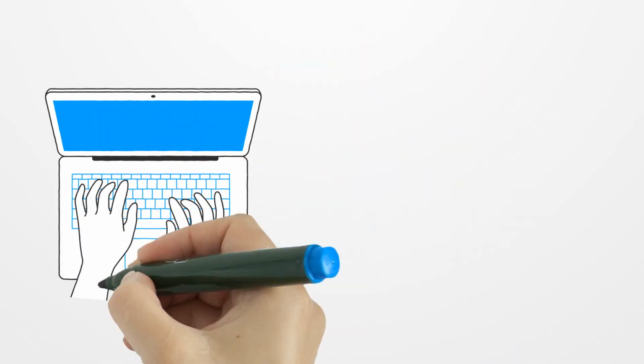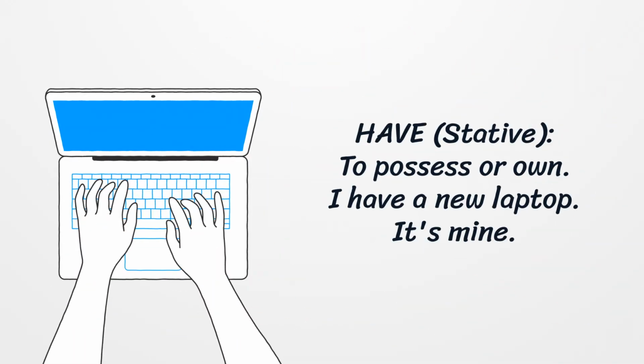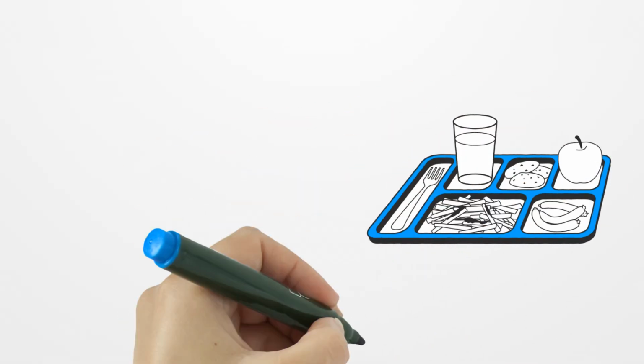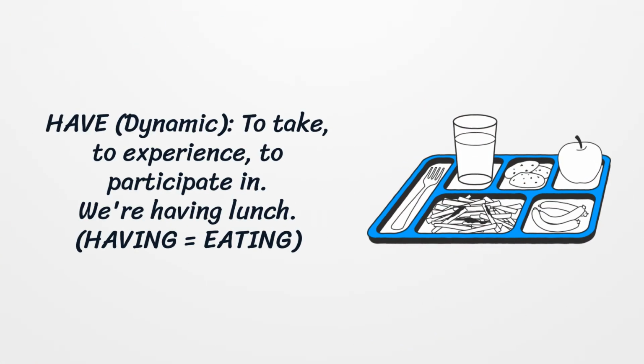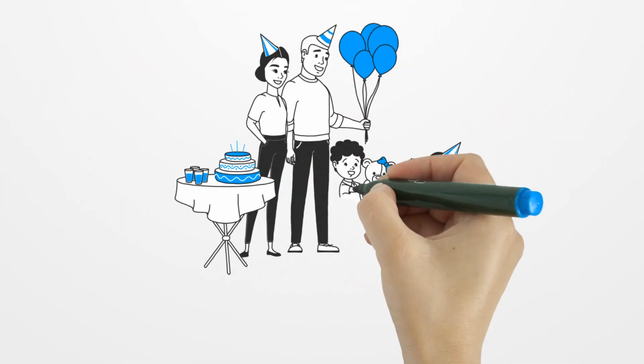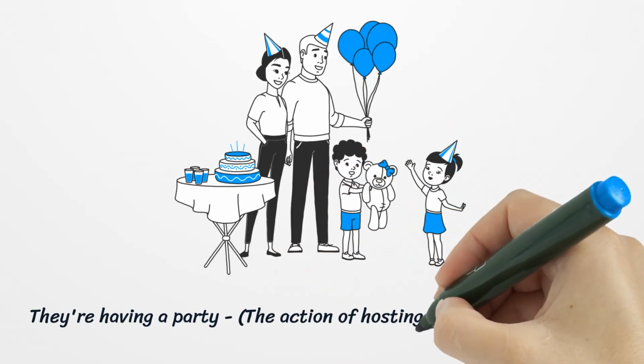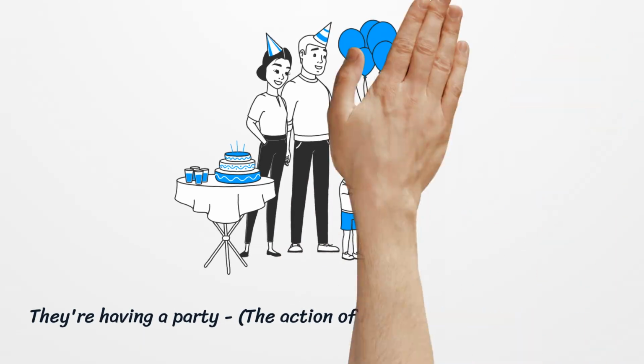Have, stative simple tense: to possess or own. I have a new laptop. I own it. Dynamic continuous tense: to take, to experience, to participate in. We're having lunch. The action of eating. They're having a party. The action of hosting, experiencing a party.